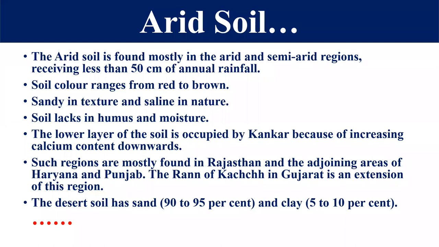If we think about the color of this soil, it is red to brown, right? Now, my dear student, this soil is very less fertile, because it lacks humus and moisture also. And the lower layer of this soil is occupied by kunkar, and the reason is that the calcium content in the downward part of the soil is more. That's why kunkar occupies the lower level of this soil. And this soil is very less fertile.